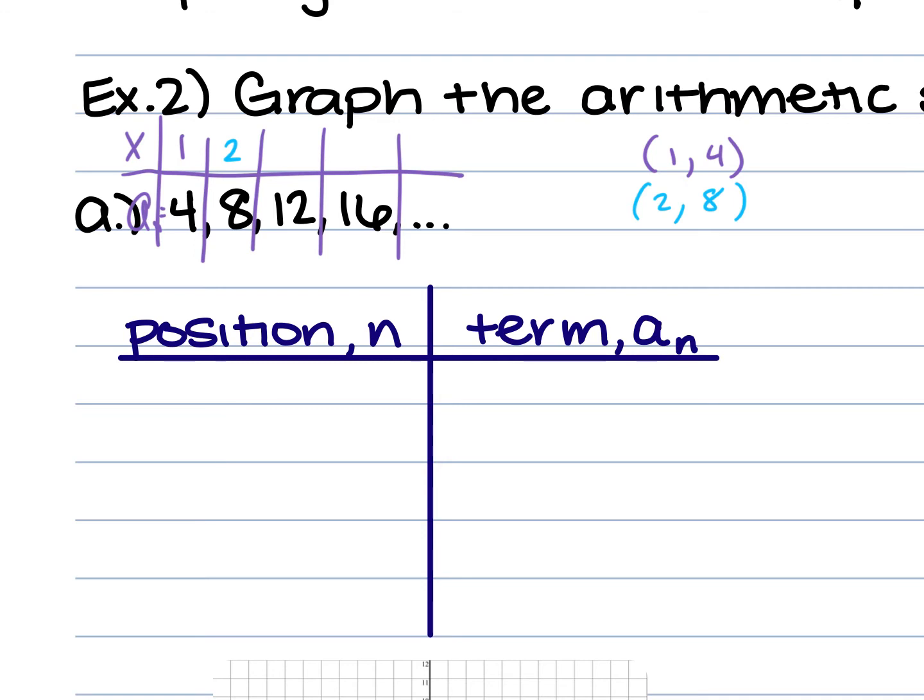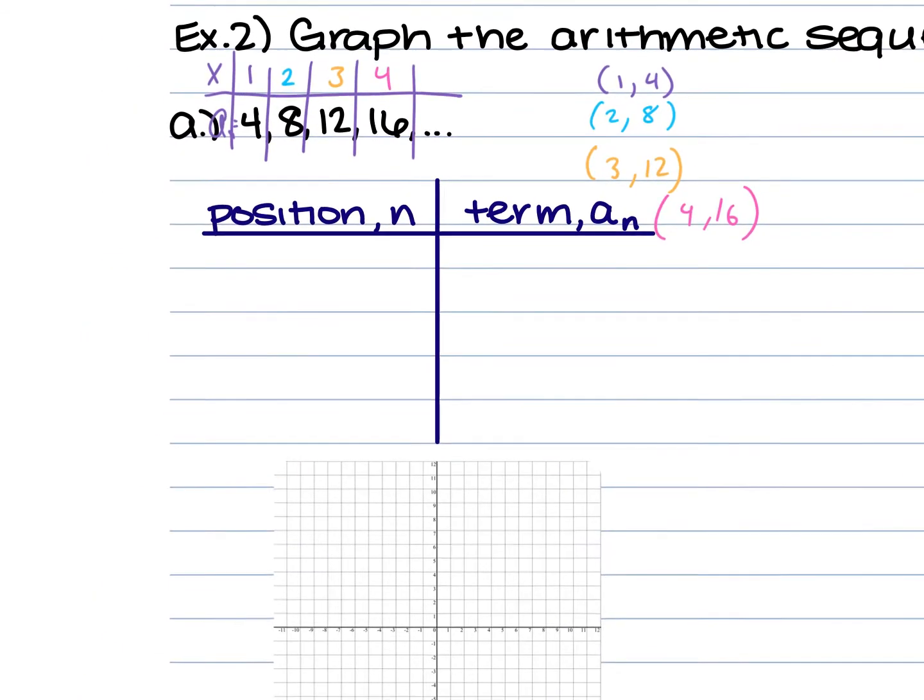Makai, what position is 12? 3. Awesome. So Makai, what's my third point? 3, 12. Awesome. Marco, what position is 16? 4. So what would this point be? 4, 16. Awesome. Now we just want to plot these 4 points.